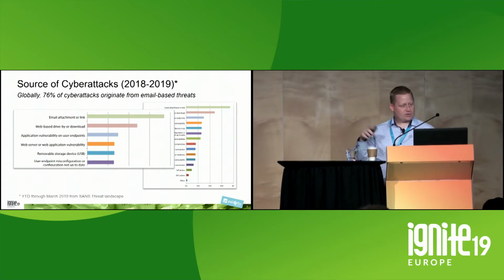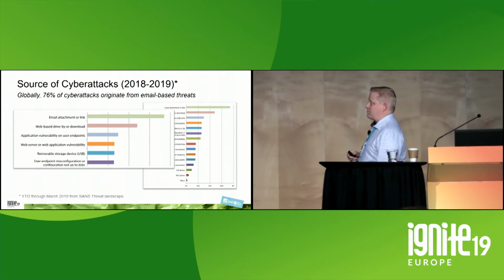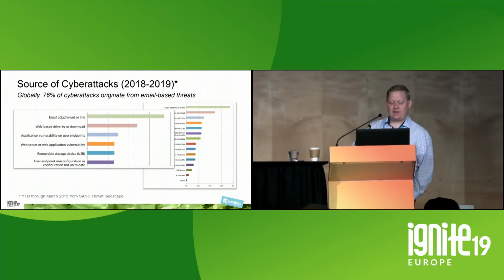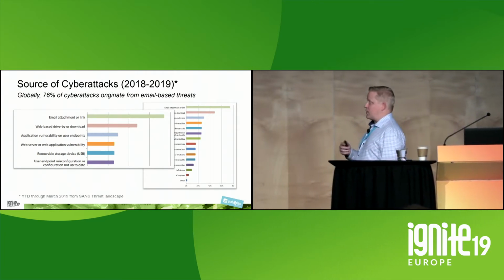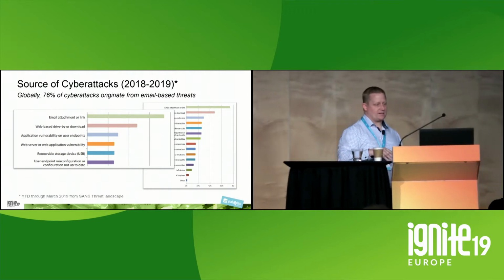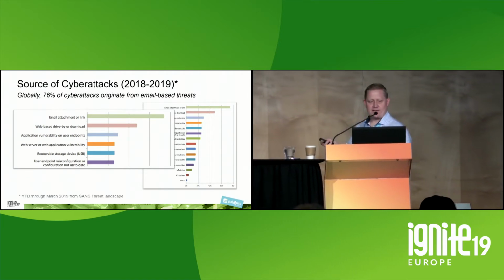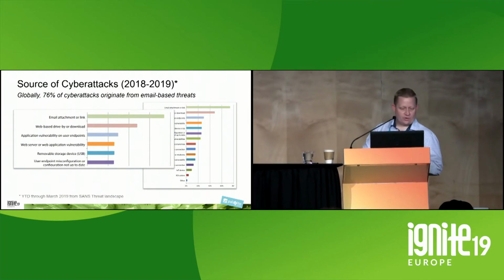This is another source that breaks it down by delivery mechanism. I think most of you probably know this by now, but maybe not the exact number: 76%, according to this survey from SANS in 2019, of malware is delivered through email-based threats. The next category is web-based drive-by downloads, followed by application vulnerabilities on users' endpoints, and then web server or web application vulnerabilities, similar to the other one but specifically for web apps.